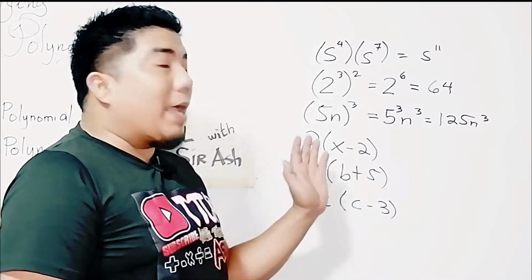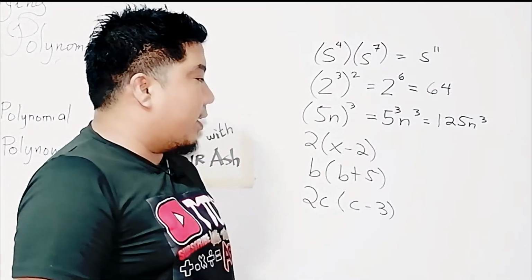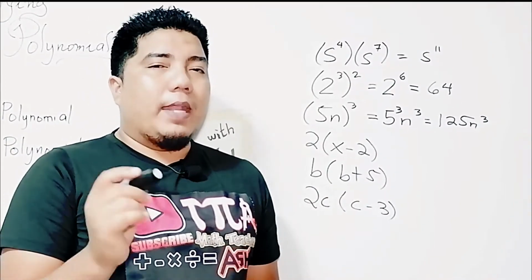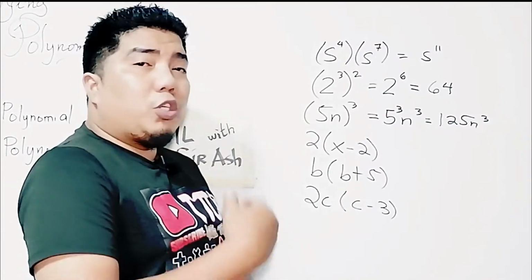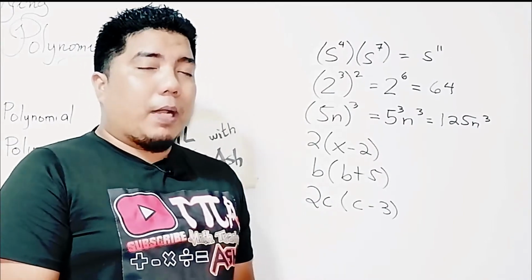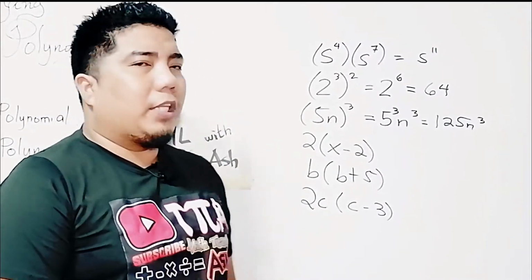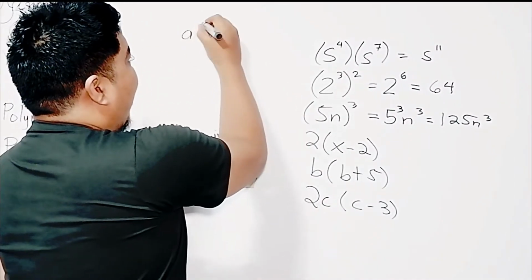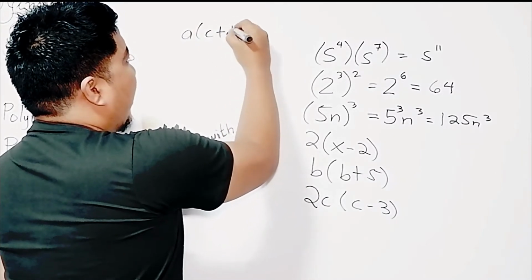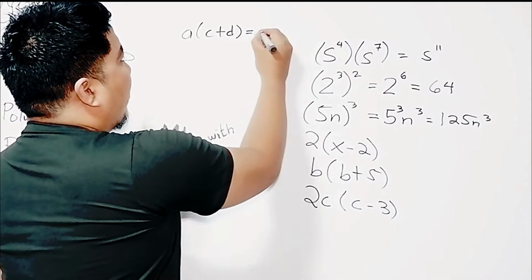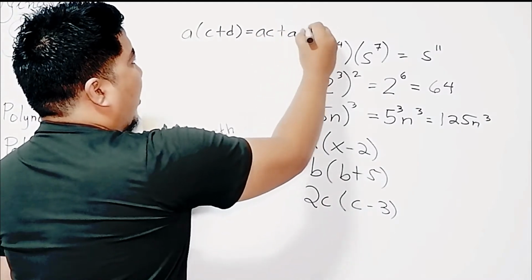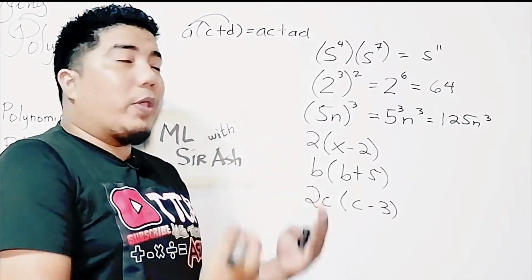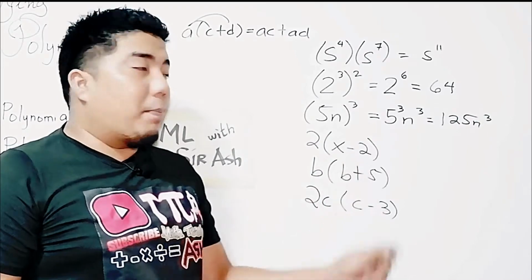We have 2 times the quantity x minus 2. As you can see, x minus 2 here is a binomial, and 2 here is a monomial. Now, what you can do here is you just need to apply the distributive property. How do you apply the distributive property? If you could still remember your properties of inequality, if you have a times the quantity c plus d, the result of that will become ac plus ad, in which this a is being distributed. So that is how we arrive at the answer for this given problem.